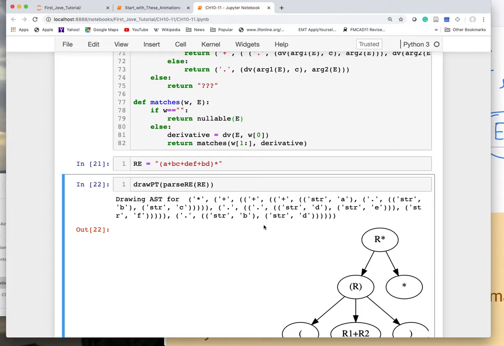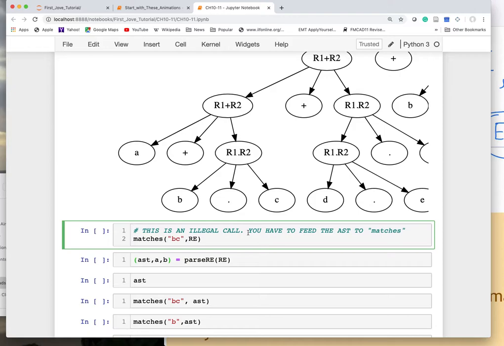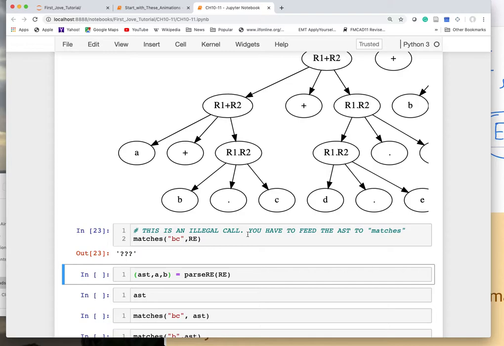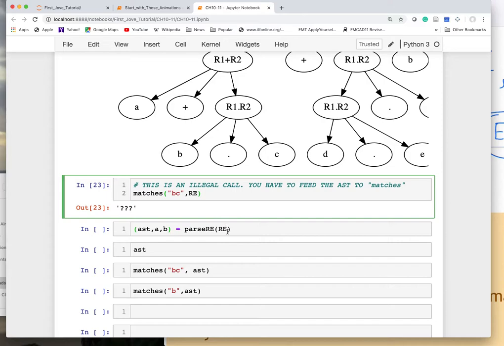And now, can I do matches BC of RE? Okay, I have a comment saying don't do that, because it's not the entire RE string itself. You'll get that. So what you have to do is pull out the AST part. There are some sundry parts coming out for drawing and all that. So you don't want the guy. So the AST part is what we want to send as an RE, not a string form of RE, because the string form of RE will just make the parser, the whole machinery barf. It is not meant for that. So I say AST AB like that.